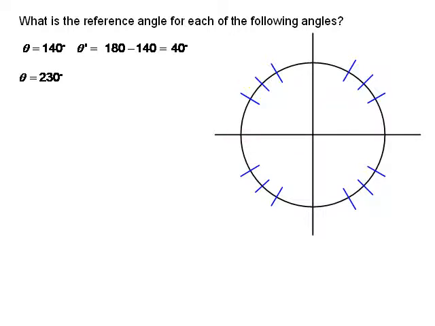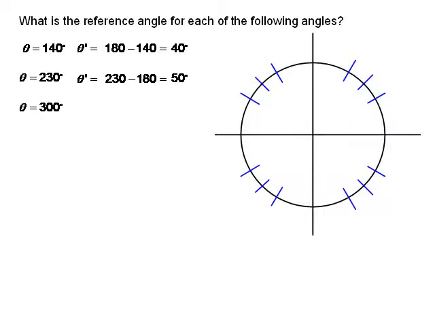Next angle is 230 degrees. Sketch the angle. It puts us in third quadrant. Think about where your reference angle is going to be from your terminal side to your horizontal x-axis. That is our yellow highlighted angle. So you want to think how far is 230 away from 180. So 230 minus 180 is going to get us 50 degrees.